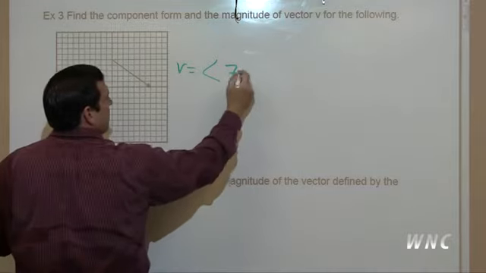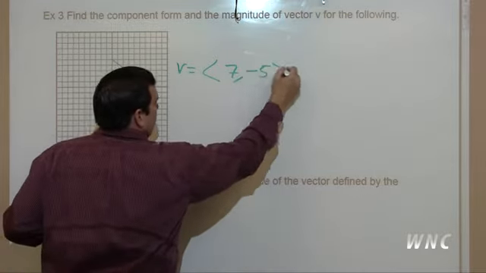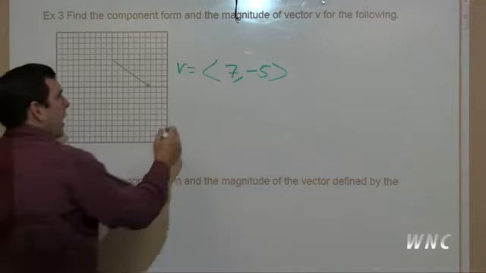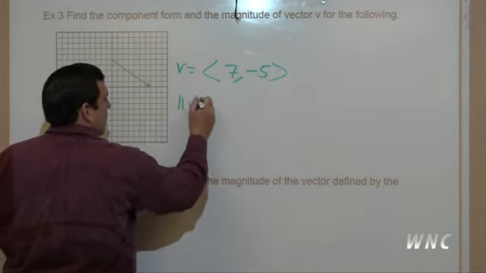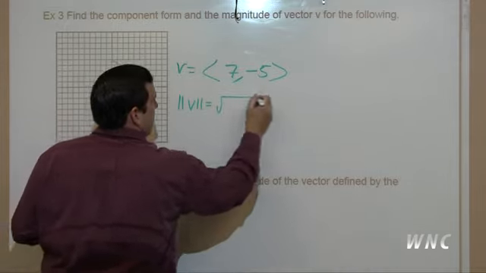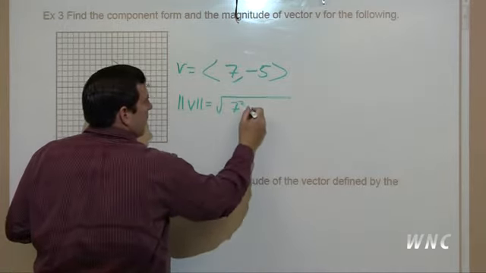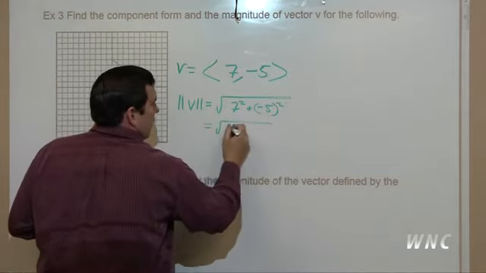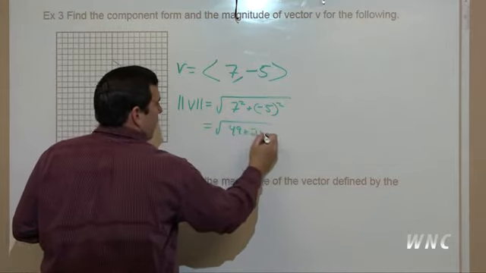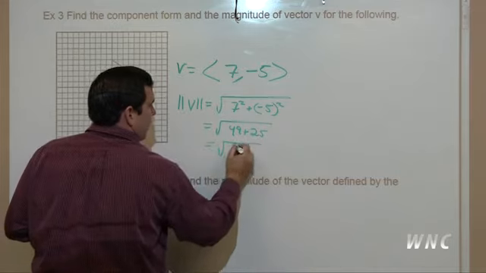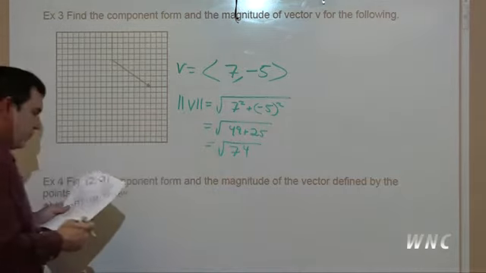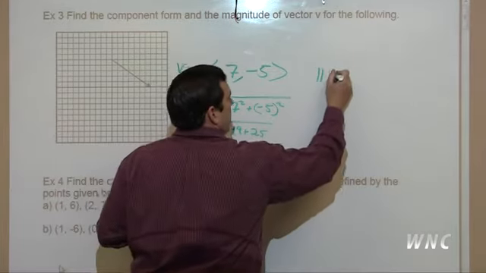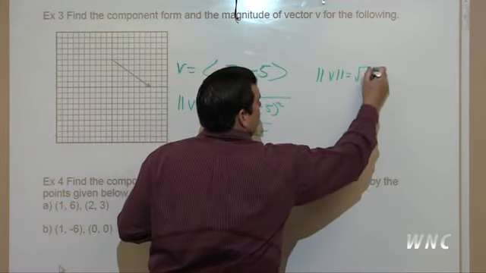So 7 to the right, that's positive. So minus 5 because we're going down. That's our vector v. And the magnitude of vector v is going to be the square root of 7 squared plus negative 5 squared. That's 49 plus 25. That's the square root of 74. So the magnitude of vector v is the square root of 74.